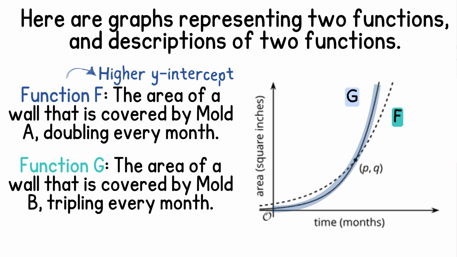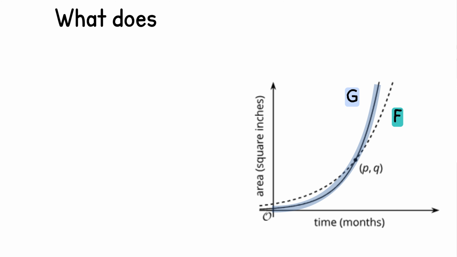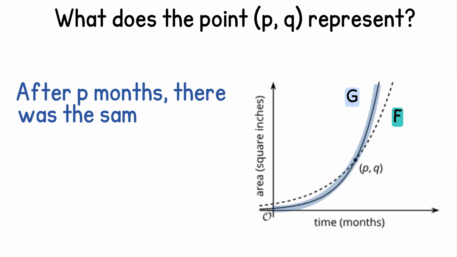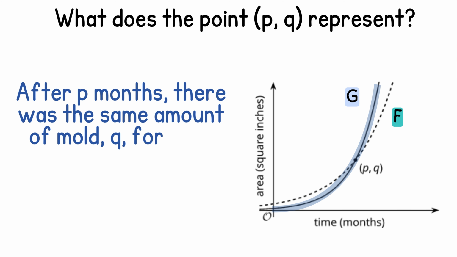We can see that function f has a higher y-intercept, so this means that it started out with more mold than function g. Now we want to know, what does the point P, Q represent? This tells us that after P months, there was the same amount of mold, Q, for both functions, since that point is on both lines.